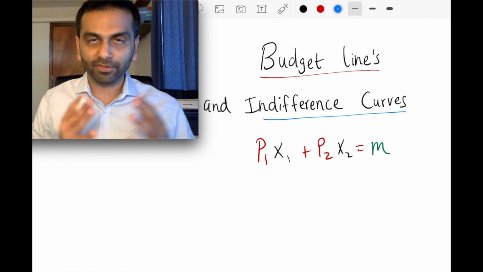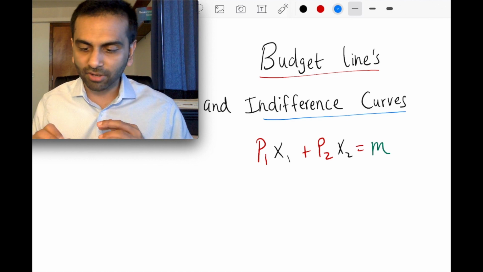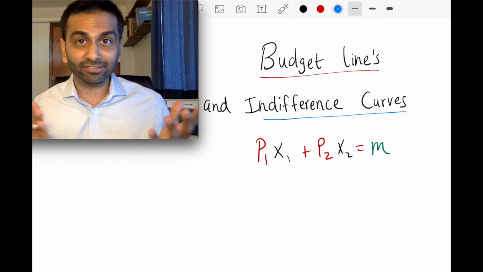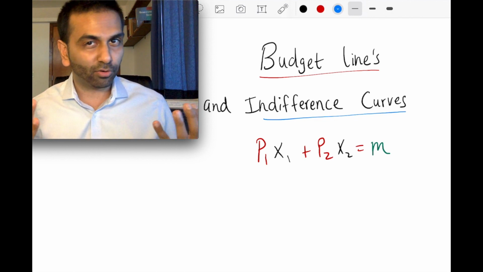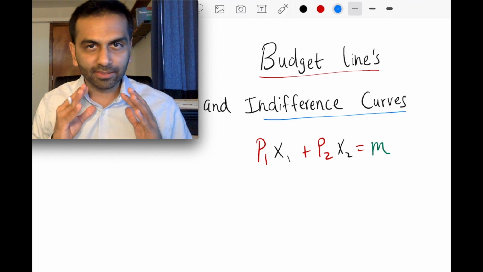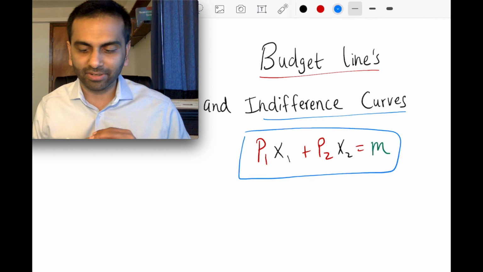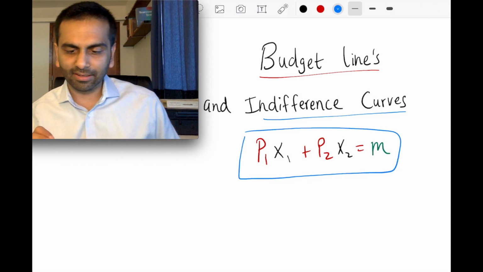So the first of those things is called the budget line. And it's called a line because essentially the way we represent it graphically is in y equals mx plus b format. Now, any budget line is written in this format. Any budget constraint is in this format. Let's take a look at this.